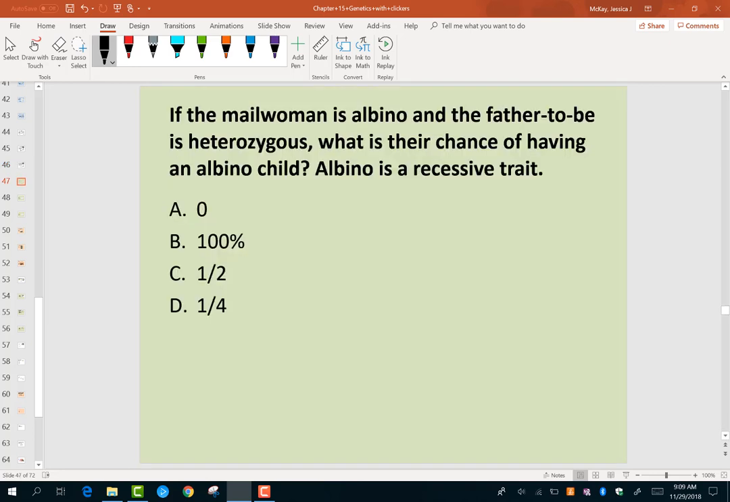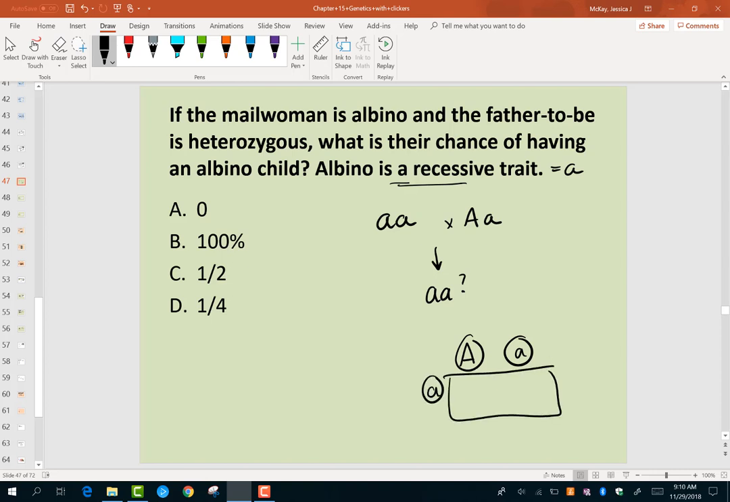So let's do a couple. What I would suggest is you pause the video, look through this, answer the question. So if the woman is albino, albino is a recessive trait, so she must be little a. So we're going to say little a. And the father-to-be is heterozygous. What's their chance of having an albino child? Okay, this is the same Punnett square we just looked at. We look at the potential offspring and we find that half could be albino. Okay, so that's a pretty simple one.